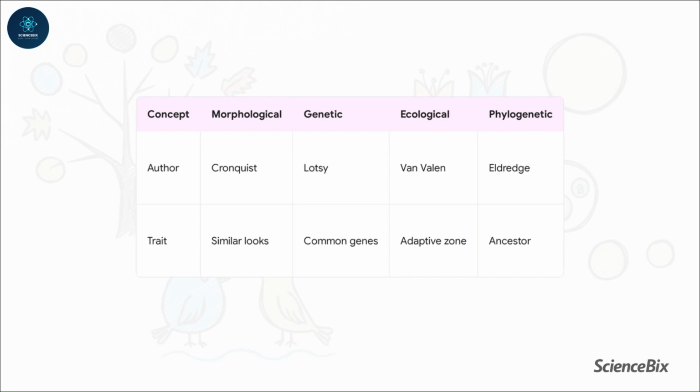But then Lotze in 1918 pushed the genetic concept, arguing it's really all about sharing a common gene pool. Fast forward to 1976, Van Valen threw the ecological concept into the ring, defining a species by its distinct adaptive zone, basically who they compete with. And finally, Eldredge and Cracraft's 1980 phylogenetic concept, which groups things by a shared common ancestor. It's like a giant biological puzzle, and with so many competing ideas, biology desperately needed a unifying rule.